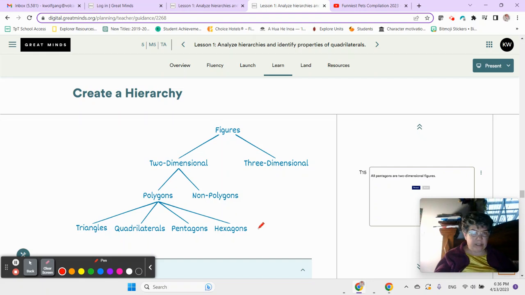All polygons are quadrilaterals. False. There are different kinds of polygons. Not all polygons are quadrilaterals. Okay, good job. Next, we're going to explore the properties of quadrilaterals.